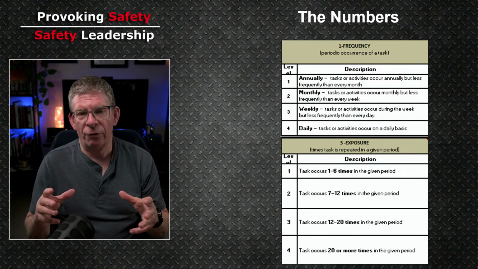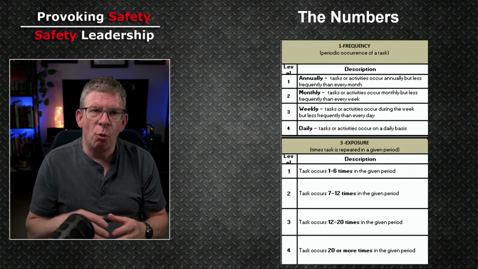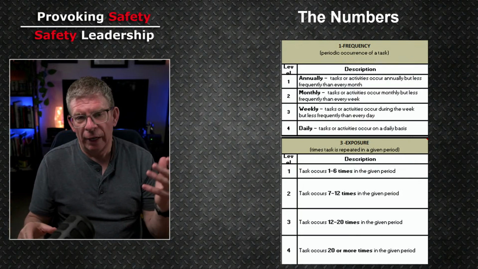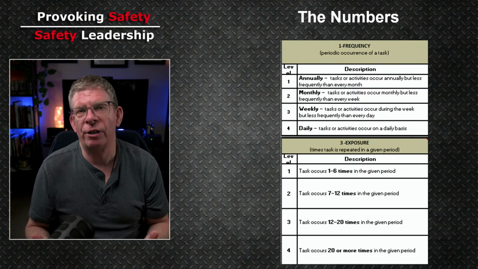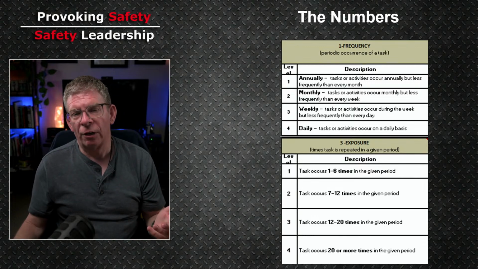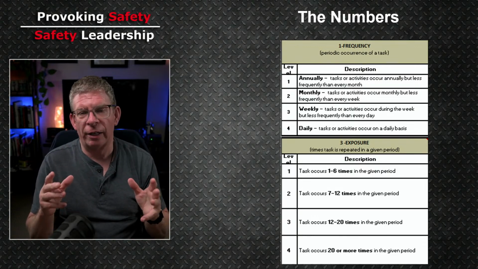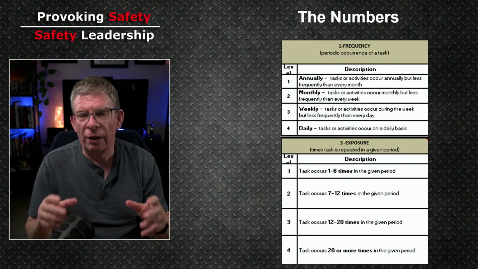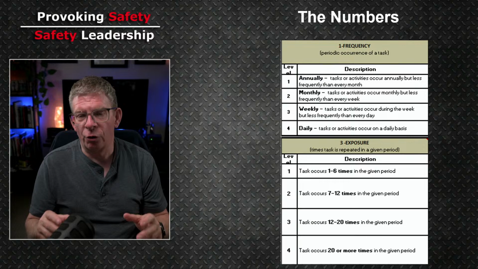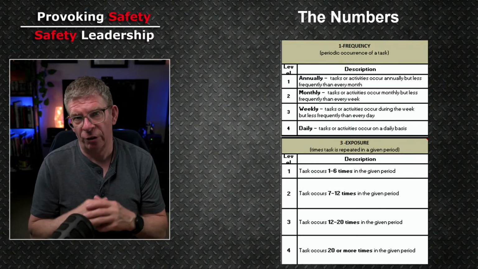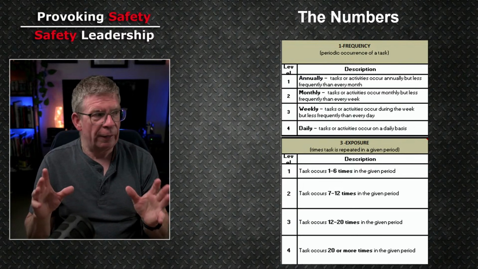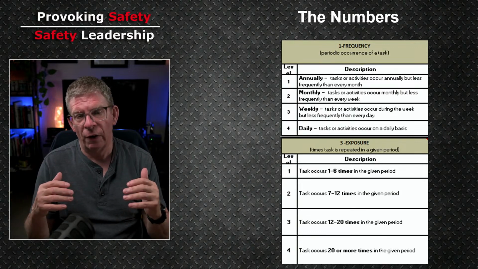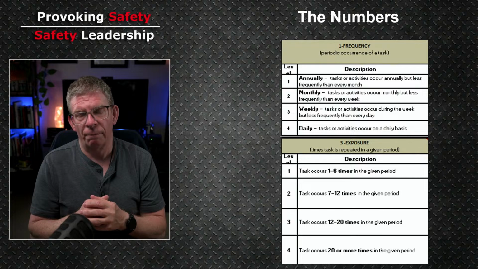So what happens is with the frequency, the more often you're doing it, the value goes up. And the same with exposure. It helps to predict probability better, because if we're only doing it 1 to 6 times in that given period, so we're only doing it 1 to 6 times a day, we have less probability than if we're doing that task 20 or more times in that given period. Now, if I've made that complicated, please let me know in the chat or the comments. I think it's pretty self-explanatory.